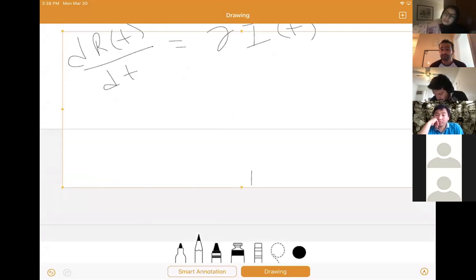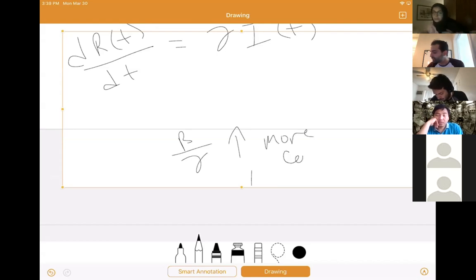Okay, in epidemiology, the ratio of those two terms is called R naught. So R naught, I'm sure you guys have maybe seen in the news, basically tells us how dangerous or how contagious a virus is. The higher the R naught, that is the higher the ratio of beta divided by gamma, the more contagious.